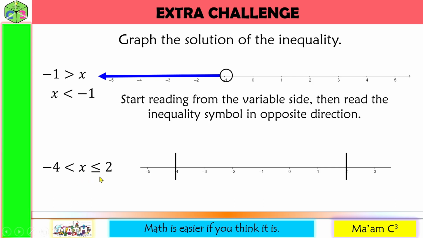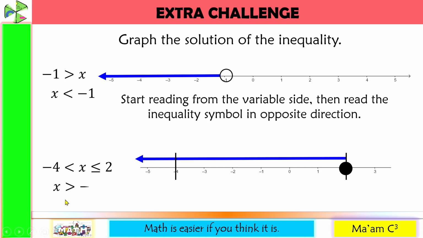We'll start with this one. X is less than or equal to 2. At 2, since there is or equal, shaded circle, and then going to the left. Remember to read the inequality symbol in opposite direction. So this is the same as x is greater than negative 4.